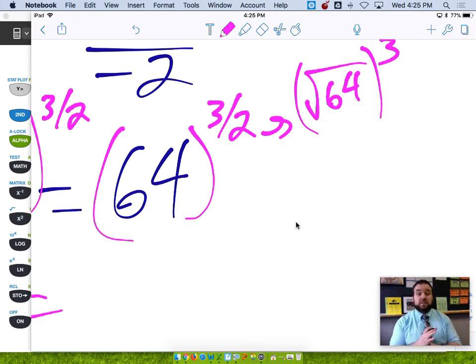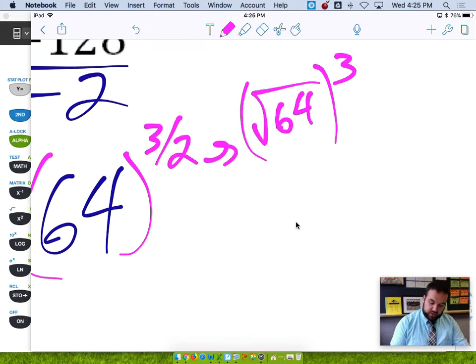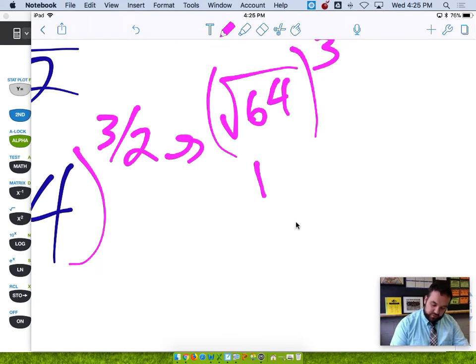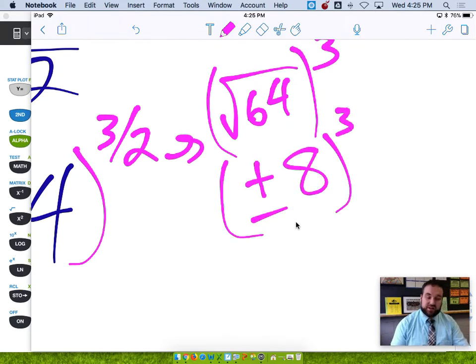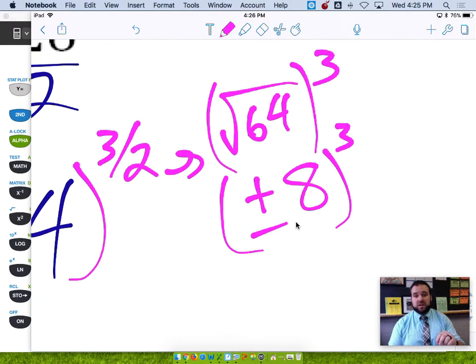But what we need to be careful of is, just like we talked about earlier, if you are solving an equation and you choose to square root both sides to solve it, you need to introduce positive and negative. So in this situation, because we are solving an equation, the square root of 64, because I'm square rooting both sides, I have to write as positive and negative 8, both. So I'm going to end up with 2 solutions for this.